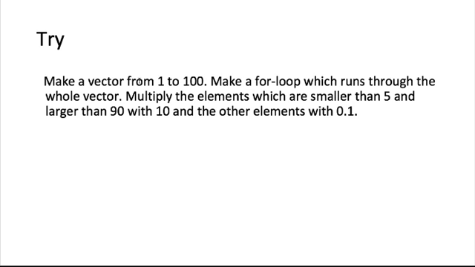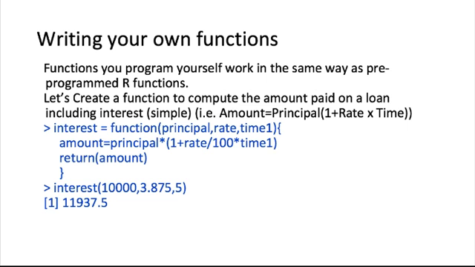Make a vector from 1 to 100 and then create a for loop which runs through the whole vector. Multiply the elements which are smaller than 5 and larger than 90 with 10, and the other elements with 1. And then save your work, and you can upload it onto Canvas.